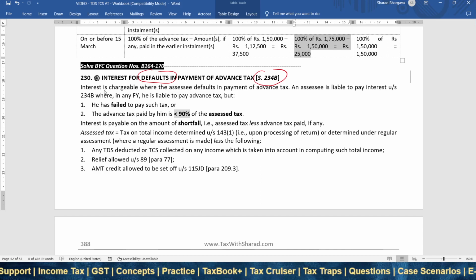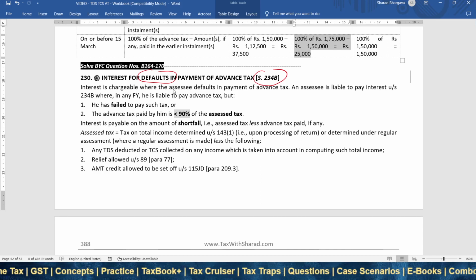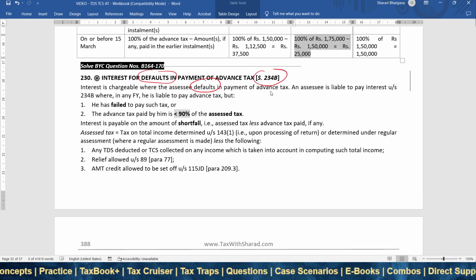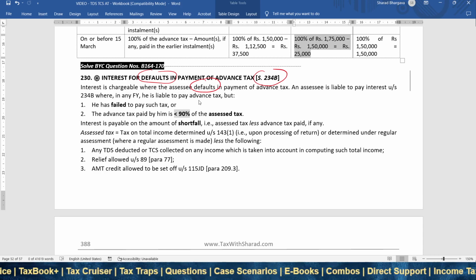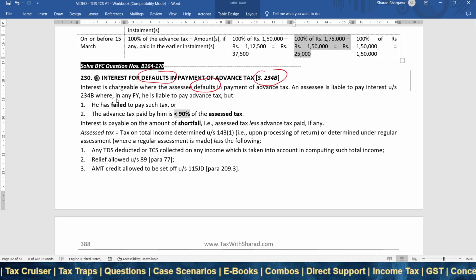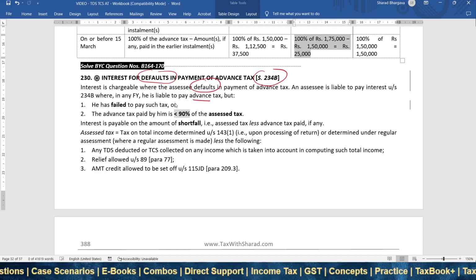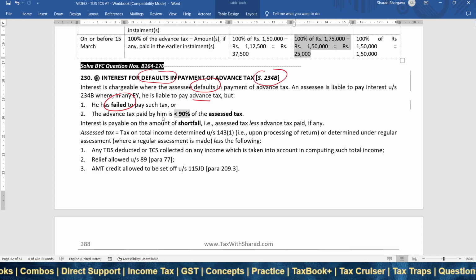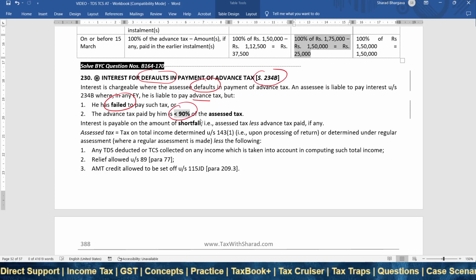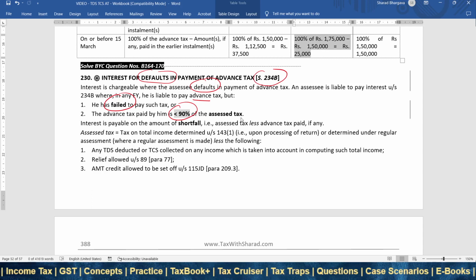So let's take a quick look. Interest is chargeable where the assessee defaults in payment of advance tax, and 234B interest is applicable where in any financial year he is liable to pay advance tax, but he has failed to pay such advance tax, or the advance tax paid by him is less than 90% of the assessed tax, right?